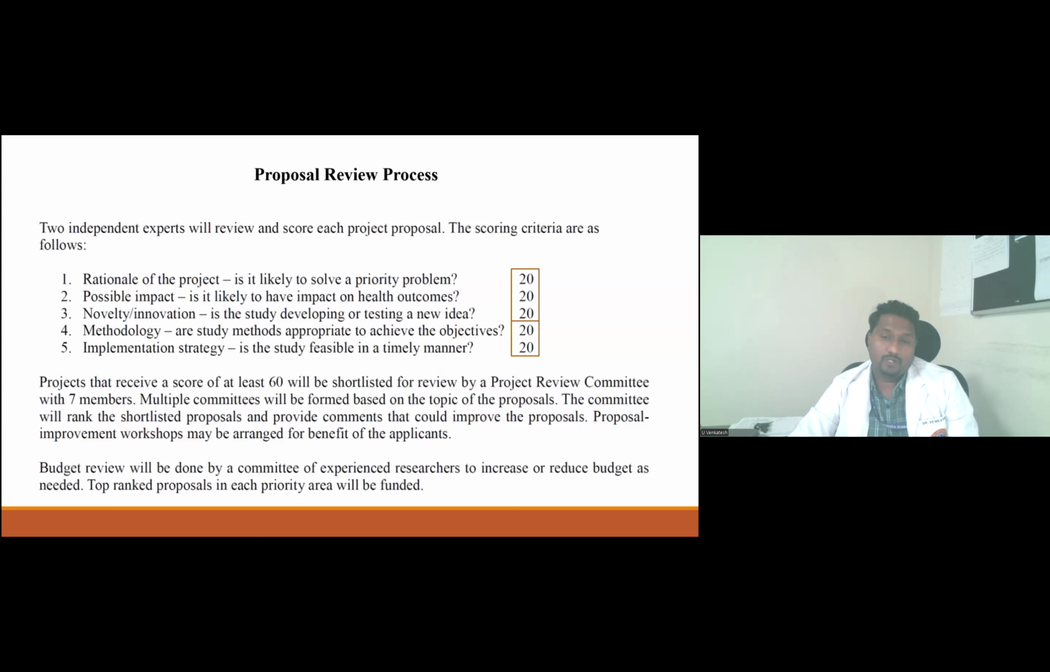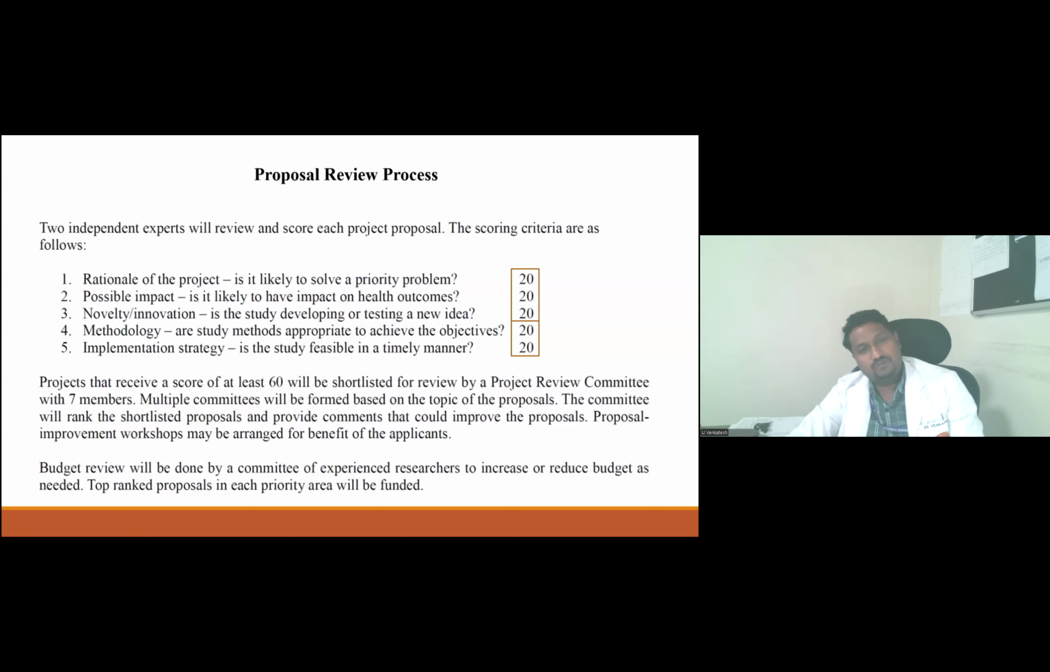You look at the things. I told you in the initial part, you need to also focus on the non-technical part. Now, you cannot say completely non-technical. It's less technical as compared to the other part. Now, look at this. The rationality of the project: is it likely to solve a priority problem? It carries 20 marks. Do we require research methodology knowledge in it? No, 20 marks. Then the second question is possible impact. Is it likely to have impact on health outcomes? 20 marks. Do you need research methodology knowledge in this? No. Comes to the novelty or the innovation. Is the study developing or testing a new idea? It is 20 marks. Do you need research methodology knowledge in this? No. 60 marks. You attained the 60 marks which is necessary to go for the PRG.